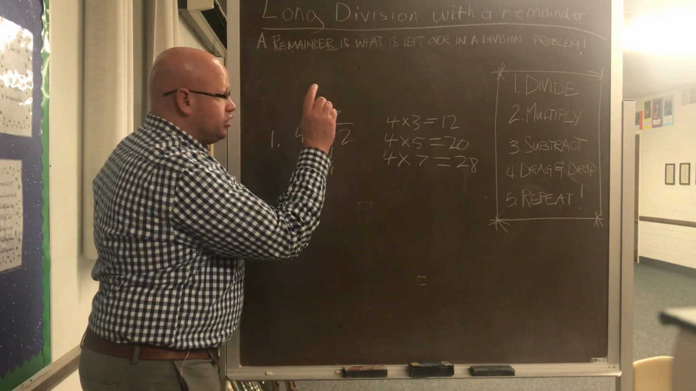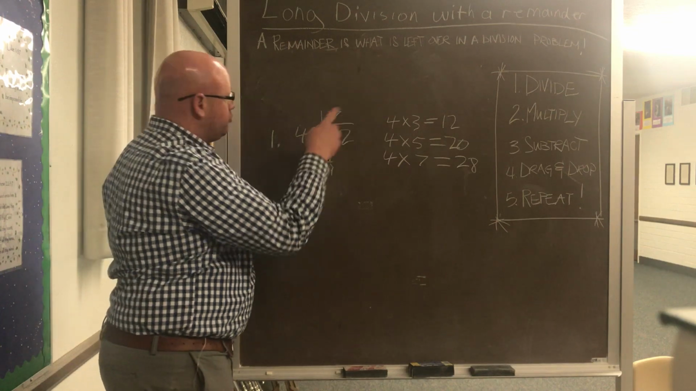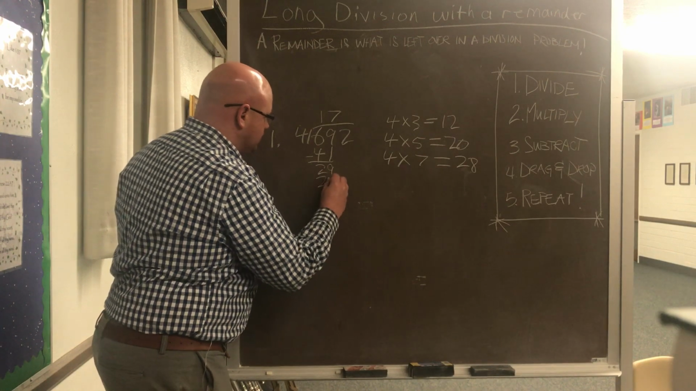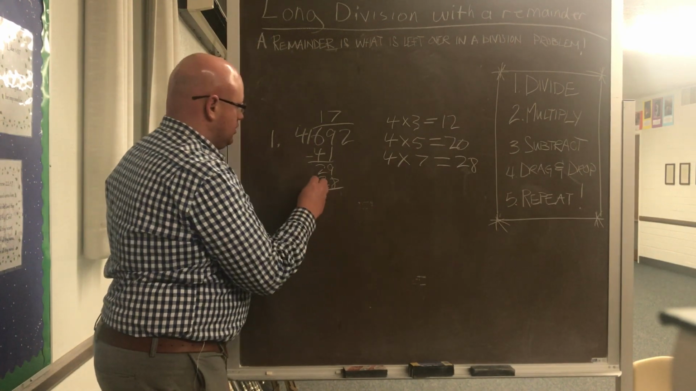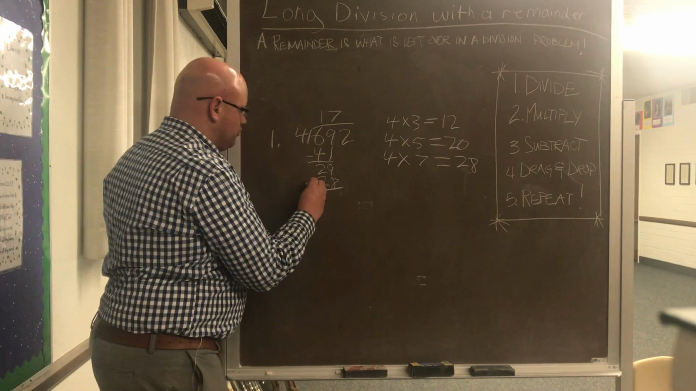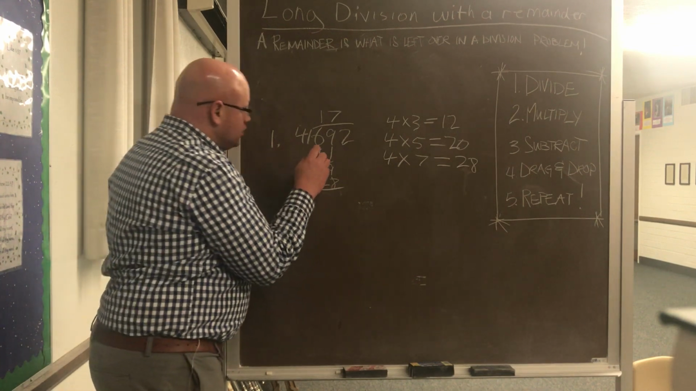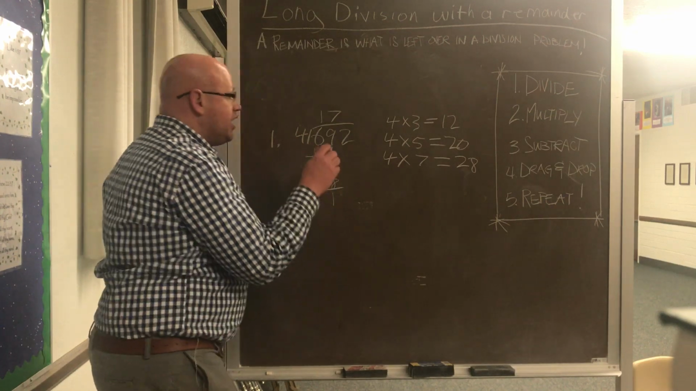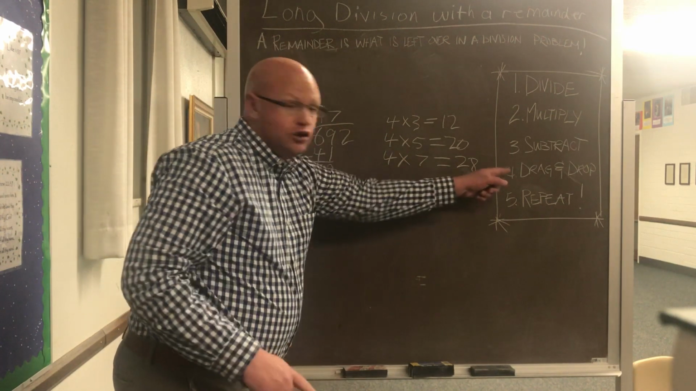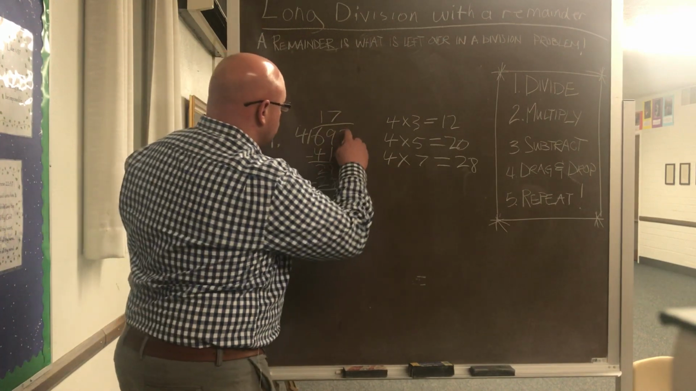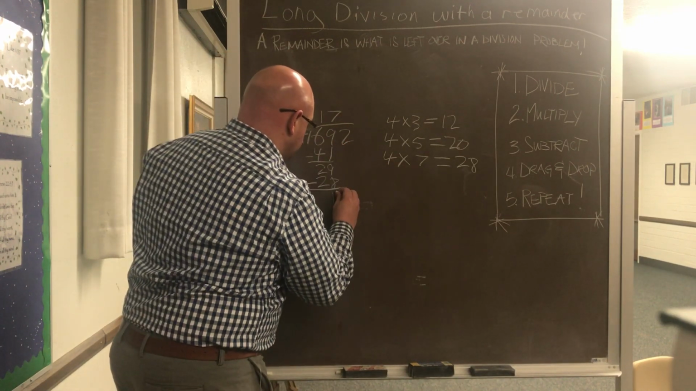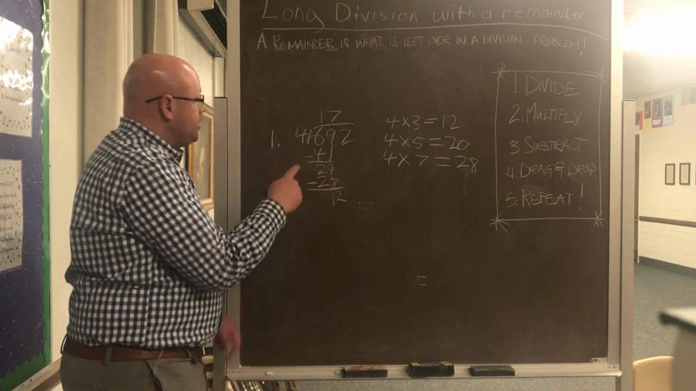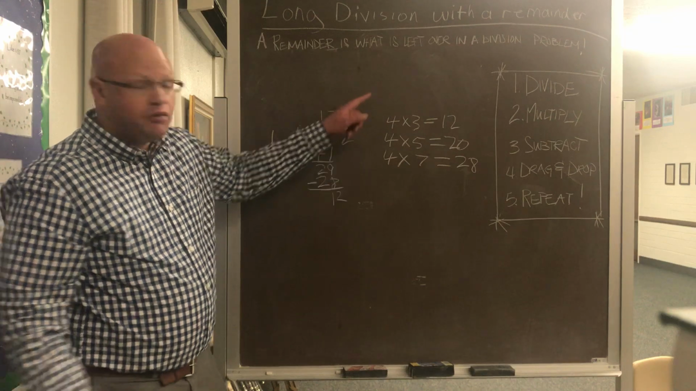And then we're going to go on to step 2, which is multiply. 4 times 7 is 28. And then we'll do the third step, which is subtract. 29 subtract 28 is 1. And then we'll go on to the fourth step, which is drag and drop. We'll drop that number 2 down by the 1, which makes that out to be 12. And then we'll repeat the process.